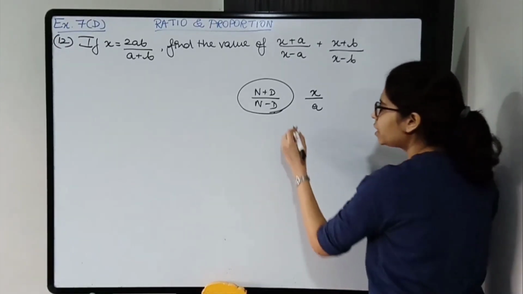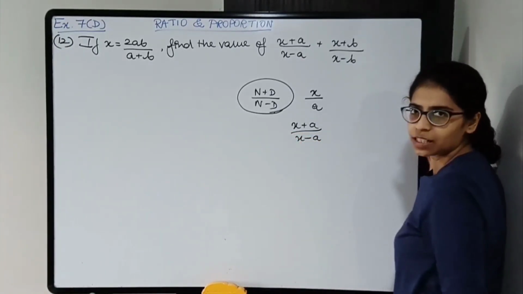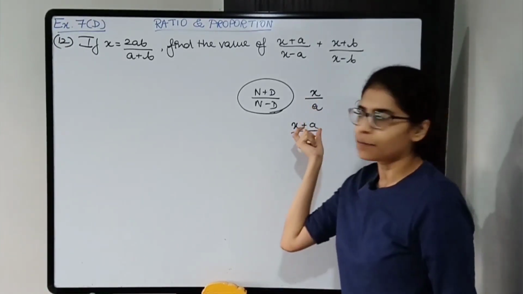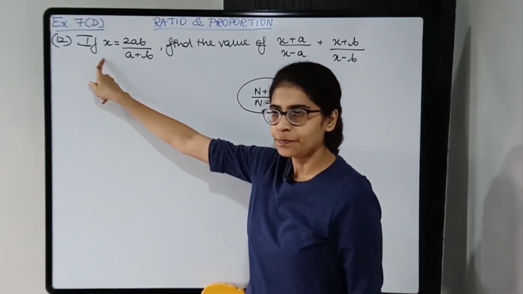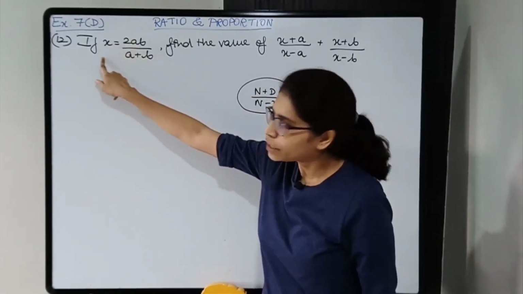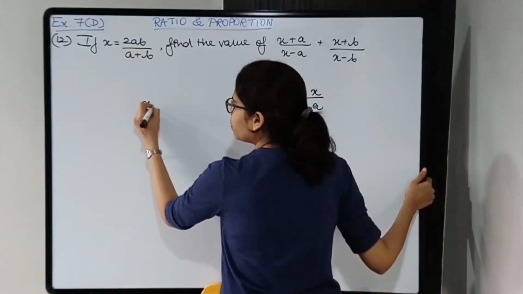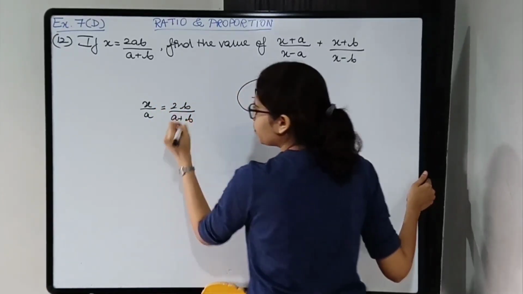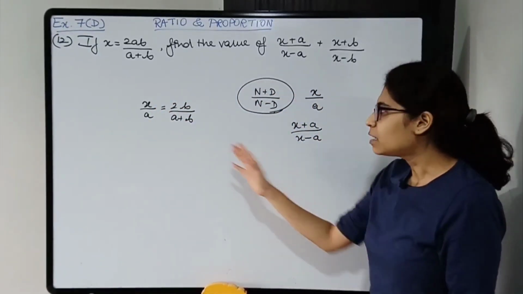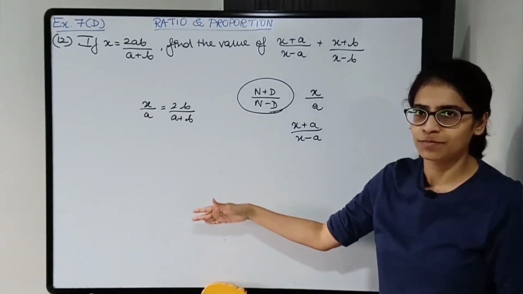By componendo dividendo, it will be x plus a upon x minus a. ठीक है. So I need x upon a. I have x. I need divided by a. I can shift this a over here, है ना? I can shift a over here. So it will become x upon a equal to 2b upon a plus b. Then I can apply componendo dividendo to both the sides and solve further.